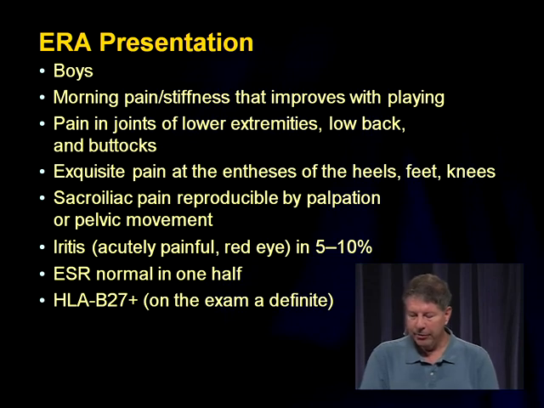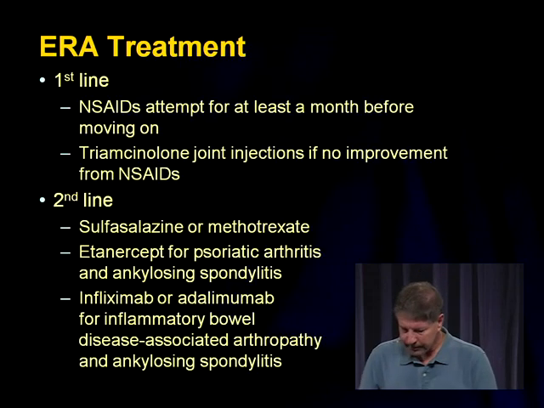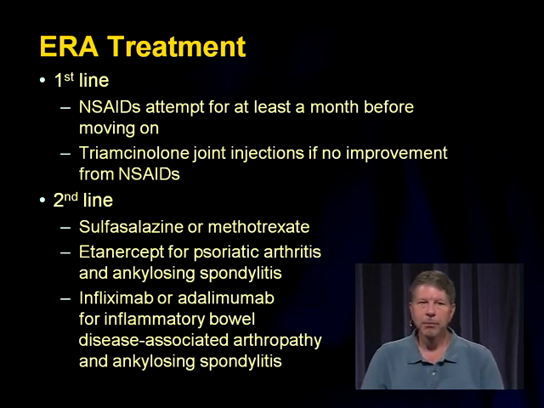The iritis, there is an iritis with this one instead of uveitis, so it's an acutely painful red eye, can occur in 5 to 10%. Sed rate may or may not be helpful to you, but the HLA-B27, just know it. That's your clue. All right, treatment, I wouldn't spend too much time on learning these because I think they're going to refer this. First line, generally we're going to try NSAIDs first with this group, and then if they don't improve in a month, then we'll move on to some of the other agents here that are listed.